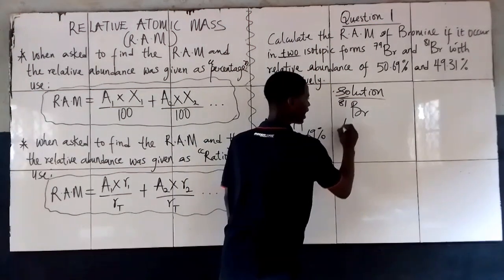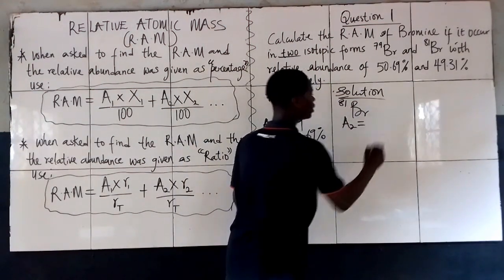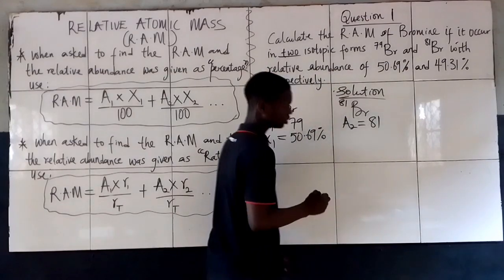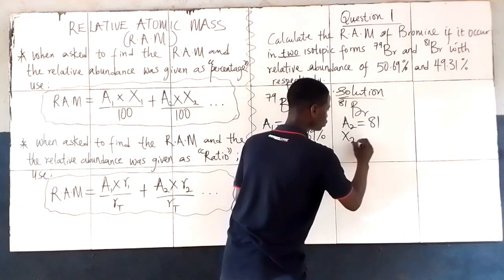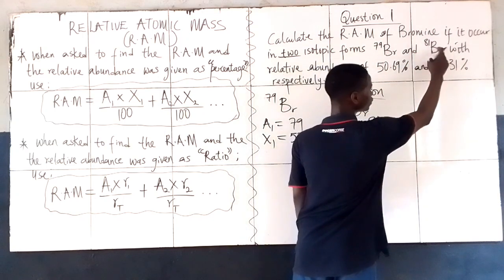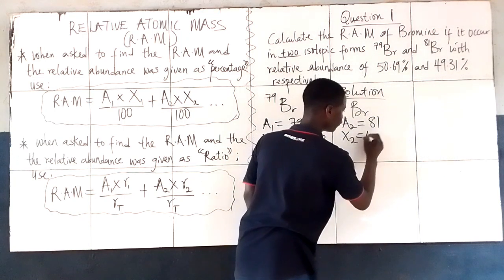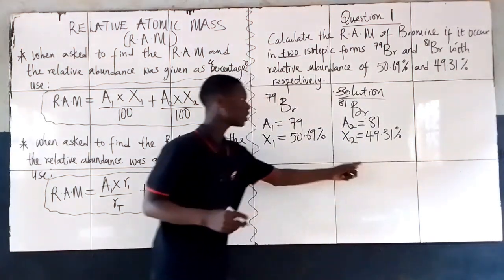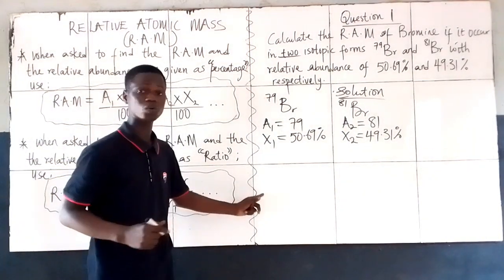Then going for the second isotope, what is the A2? Is it not 81? 81. Then what is the X2? That is the percentage of this guy. It comes after the "and", so it will go with this. So this is 49.31%. So once you have gotten this, you are halfway into your answer.